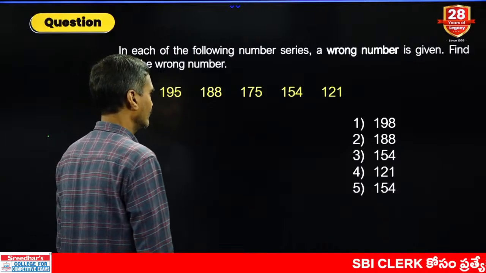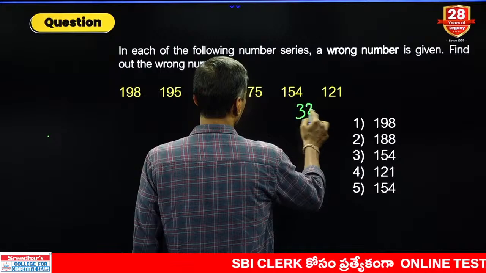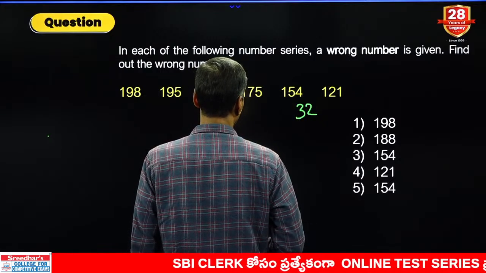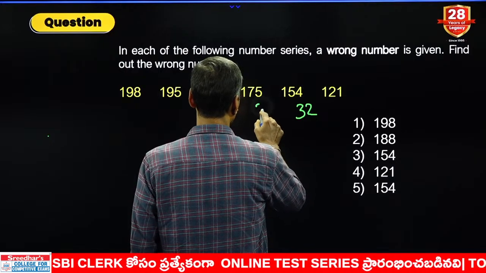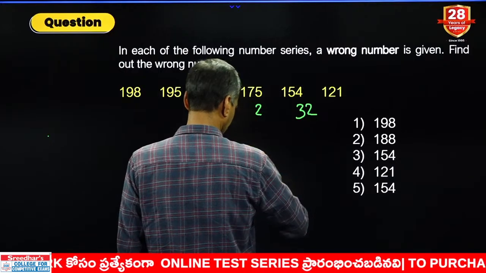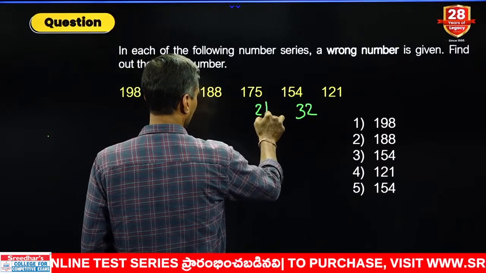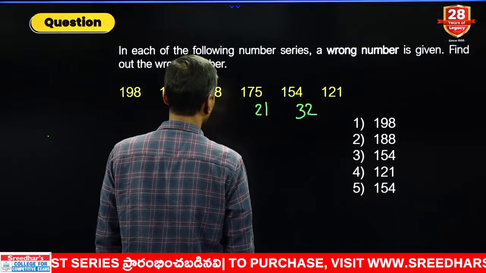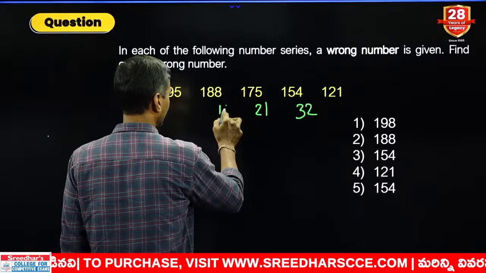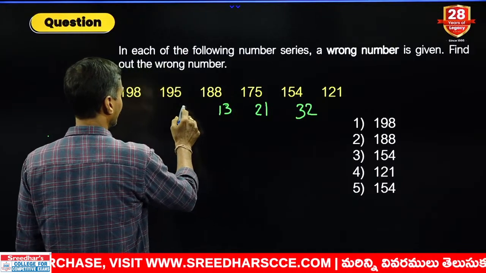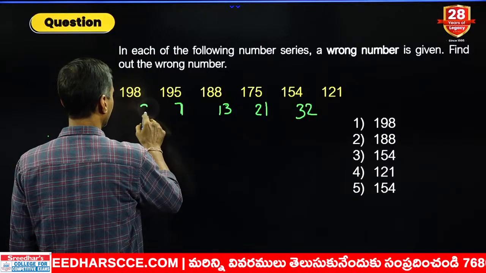198, 195, 188. Now here again the numbers are in the decreasing order. Whenever the numbers are in the decreasing order, we should always start in the reverse order. Okay, 121 and 154, tell me what is the difference between these two? 32. And 154 and 175, the difference is 21. And 175 and 188, the difference is 13. And 188 and 195, the difference is 7. 195 plus 3 gives 198. Now here the difference is 3.